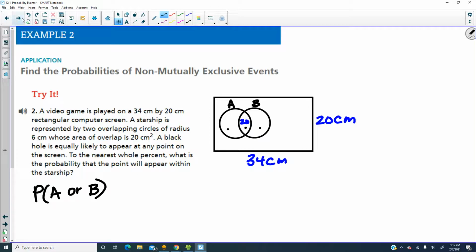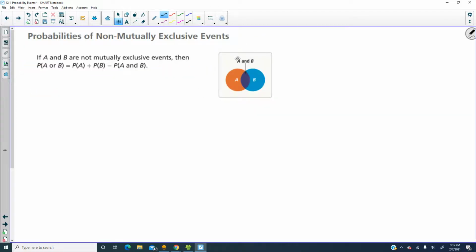So we do have a formula for non-mutually exclusive events. If A and B are not mutually exclusive events, and you want to know the probability of A or B, then you find the probability of A, which is shown by this orange circle. It kind of helps if I color it in. So the probability of A would be like all of this.